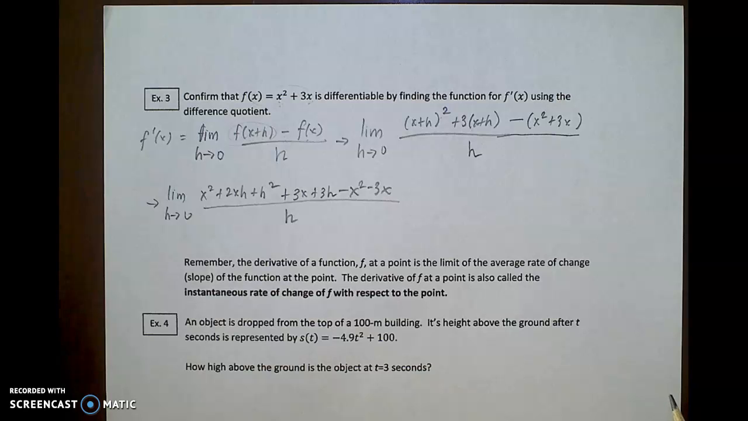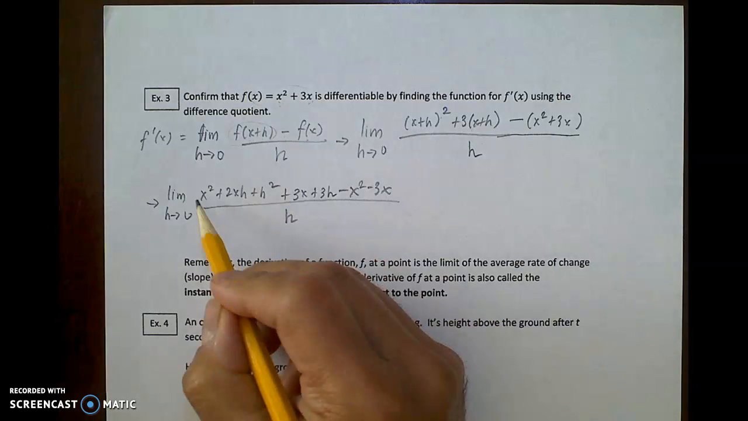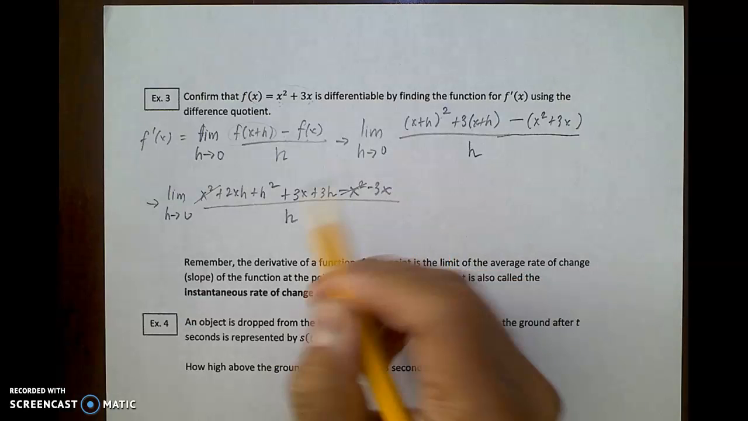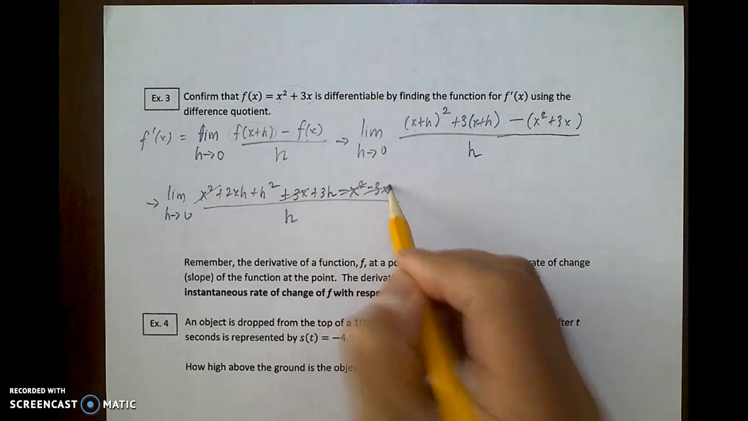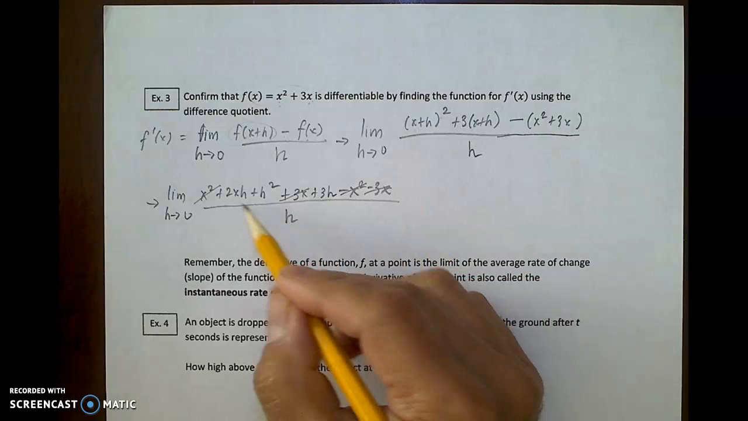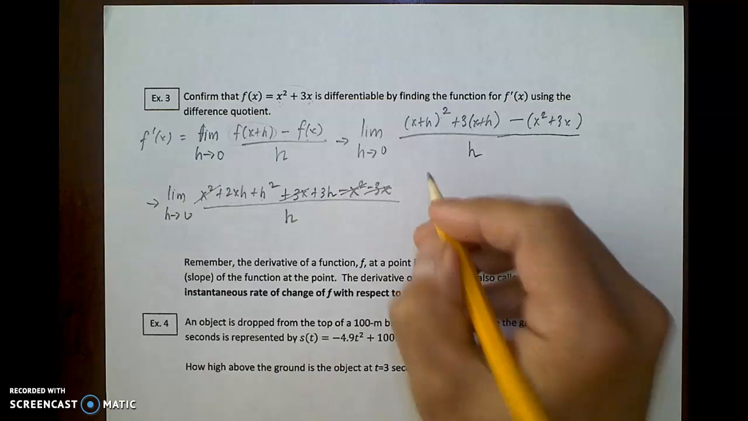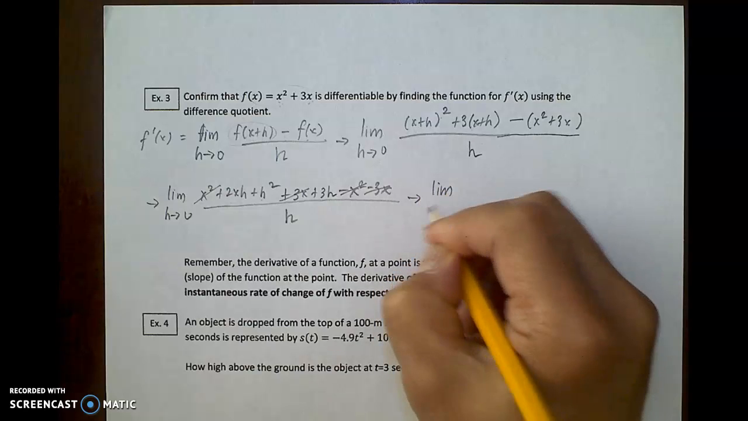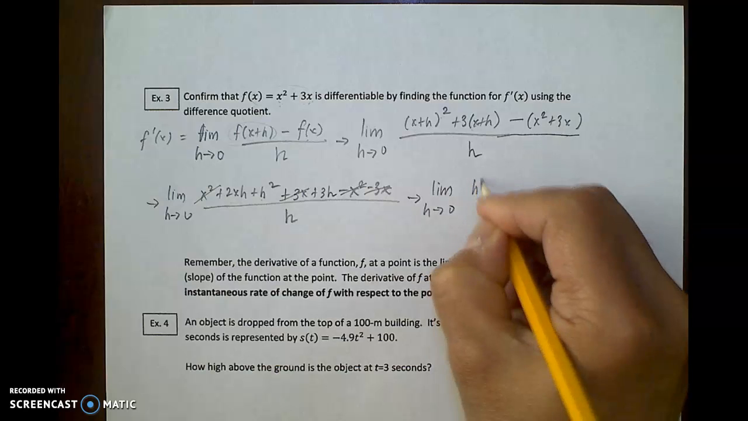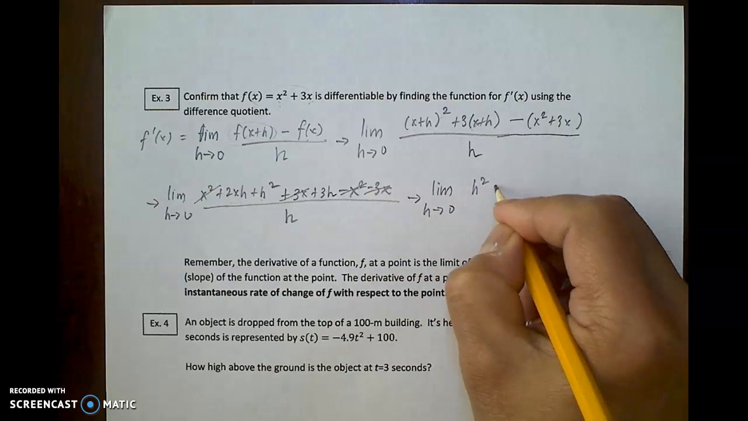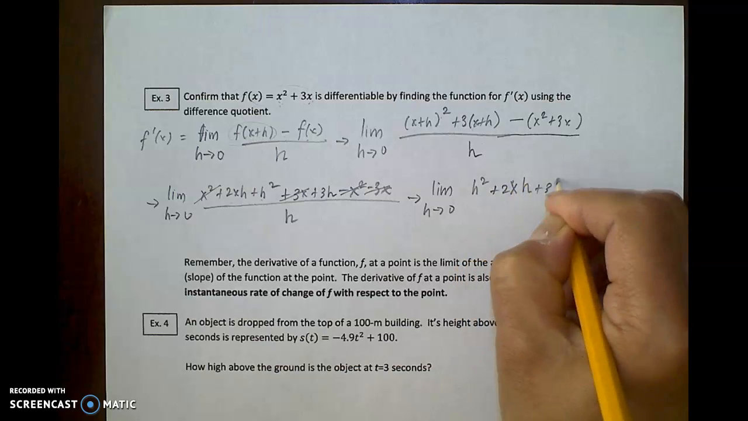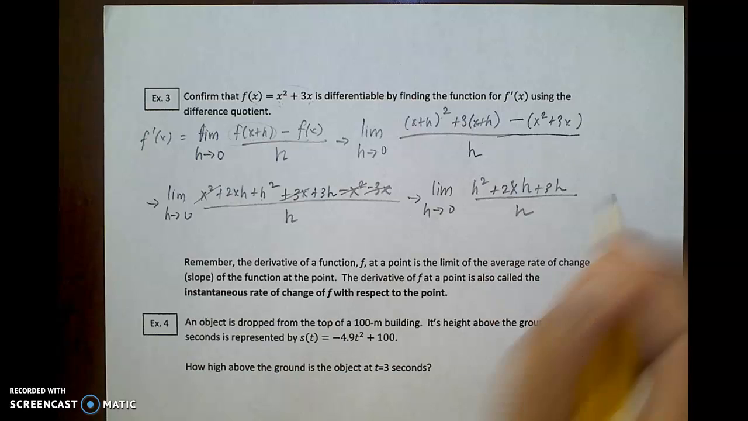Alright, so here we have some combining like terms. The x squareds and the negative x squared cancel. Positive 3x and negative 3x cancel. Now we're left with these terms right here. I've got an h squared, a 2xh and a 3h left in the numerator.